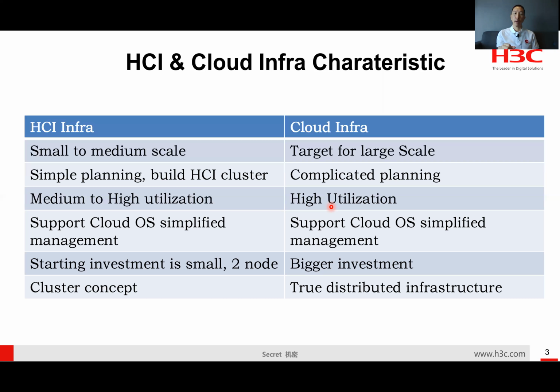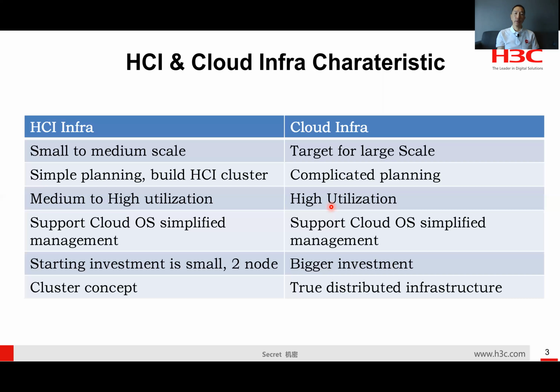And in terms of the investment, hyperconverged, of course, is much more economical and effective. The starting investment is very small, just 2 nodes. Then you can start to build your hyperconverged and your own private cloud infra. But in a cloud infra approach, you separate the network, storage, compute, and security. That means for every single block, you need to put in more hardware and more investment.